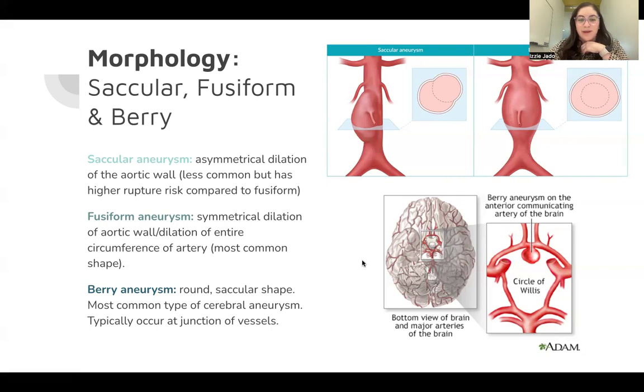The third was berry aneurysms, and you probably remember this from NS2. These are really common causes of subarachnoid hemorrhages. You have this formation of a berry aneurysm right there at the anterior communicating artery in the circle of Willis. They also take this little round, bulging saccular shape. And those typically tend to happen where vessels converge or at a junction, which the anterior communicating artery is a perfect location for that.